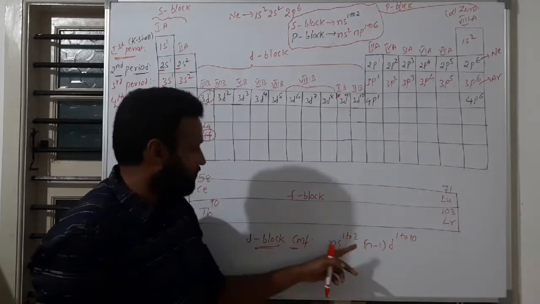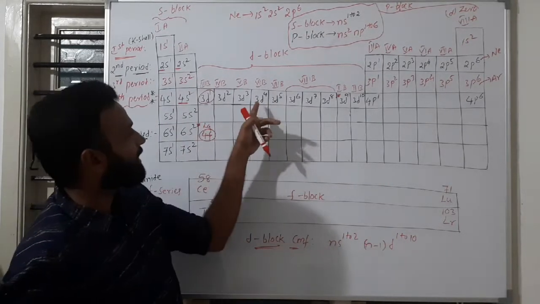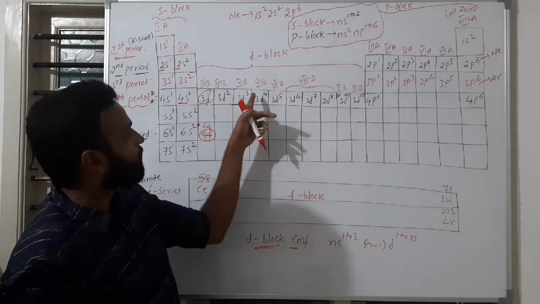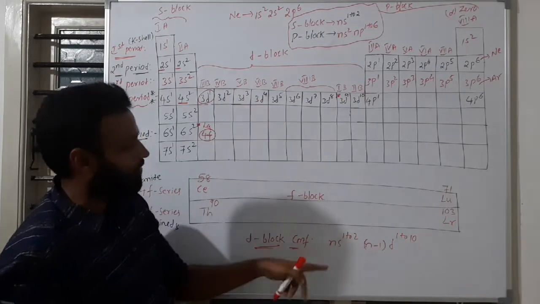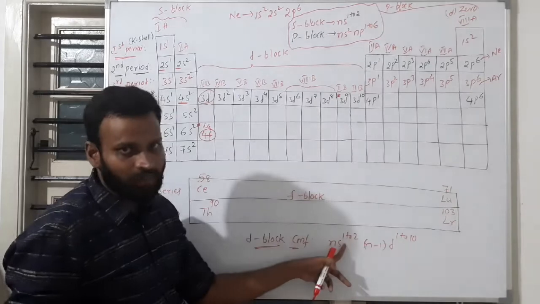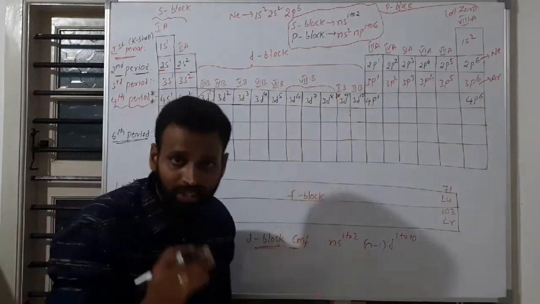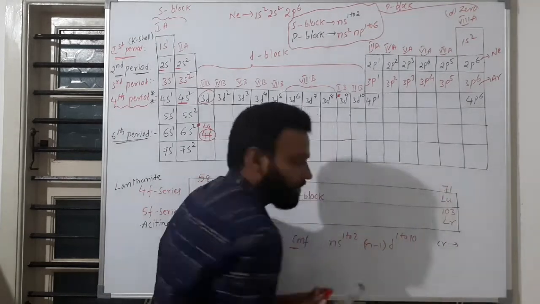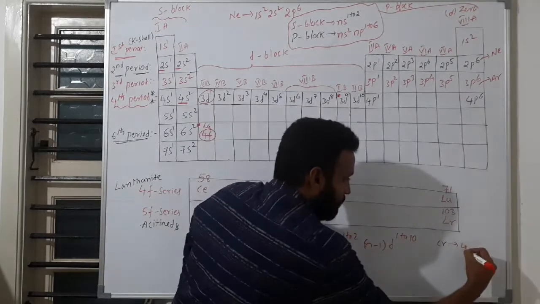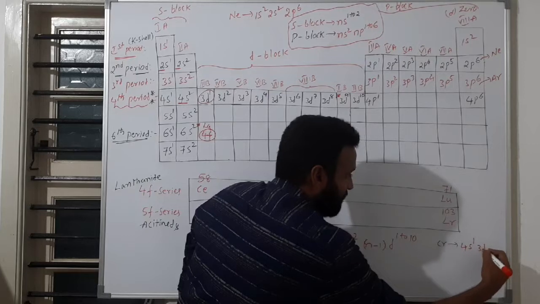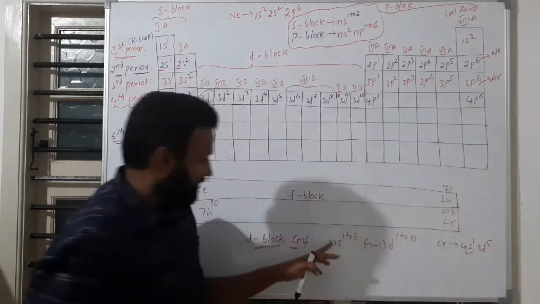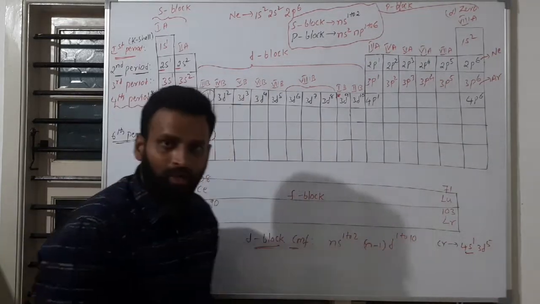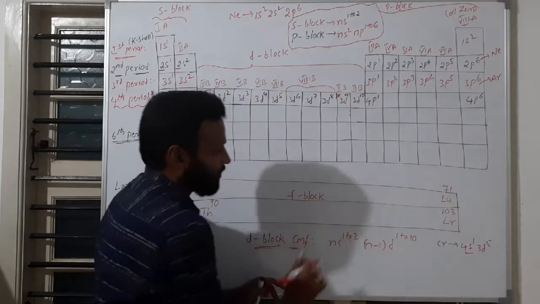Sir, why did you write ns1 to 2? Because sometimes you are writing 4s1, 3d5. So 1 is possible here, because some exceptional configurations are there. Suppose chromium is there. What do you write? The chromium configuration you write as 4s1, 3d5, right? So sometimes s will have only one electron. That's why I wrote ns1 to 2.